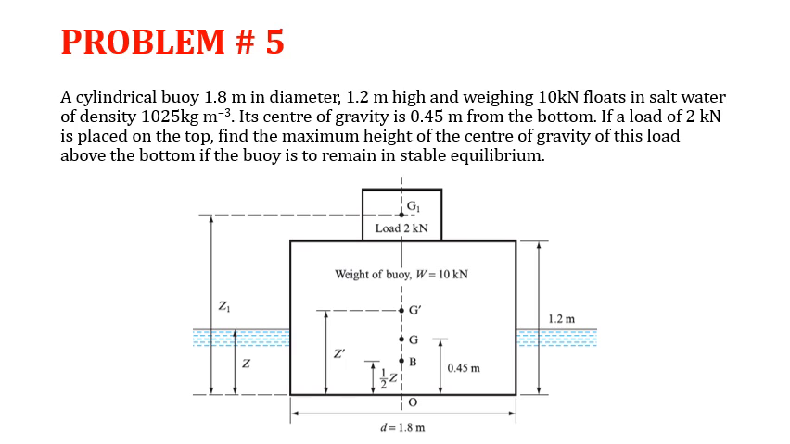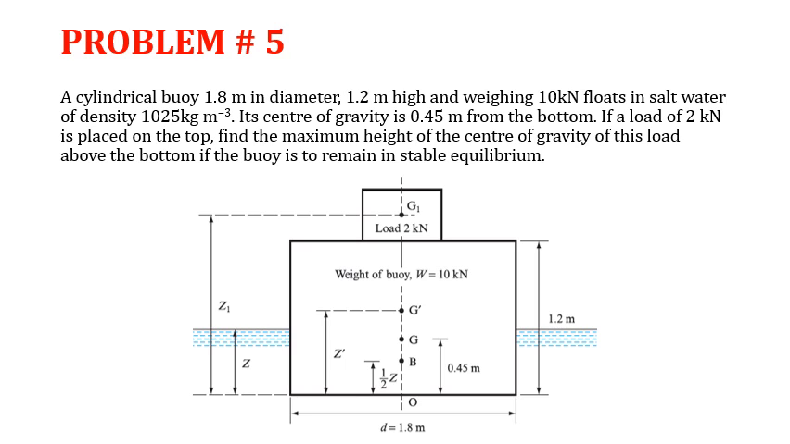So problem number 5 is a cylinder 1.8 meter in diameter, 1.2 meter high and weighing 10 kilonewton floats in salt water of density 1025 kg per meter cube. Its center of gravity is 0.45 meter from the bottom. If a load of 2 kilonewton is placed on the top, find the maximum height of the center of gravity of this load above the bottom if the body is to remain in stable position.